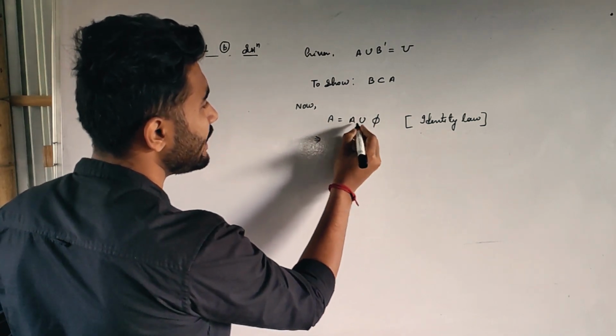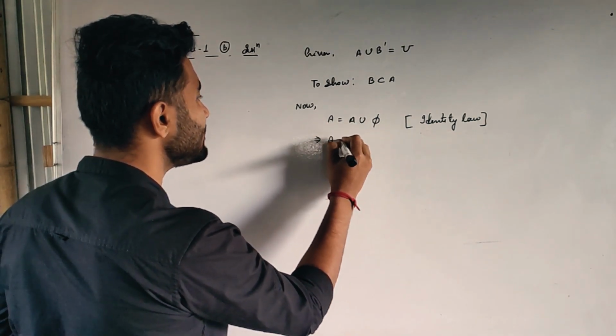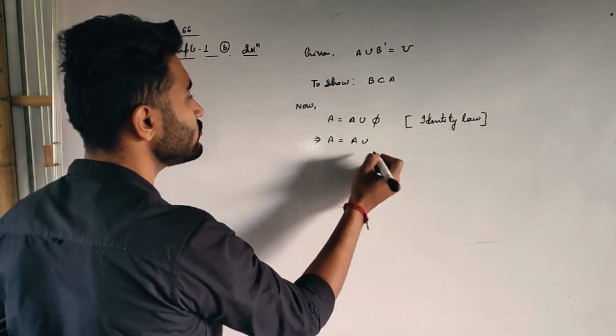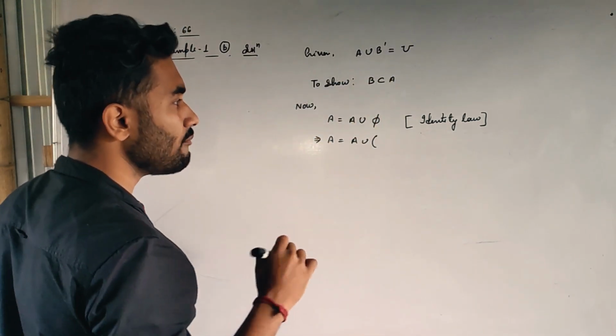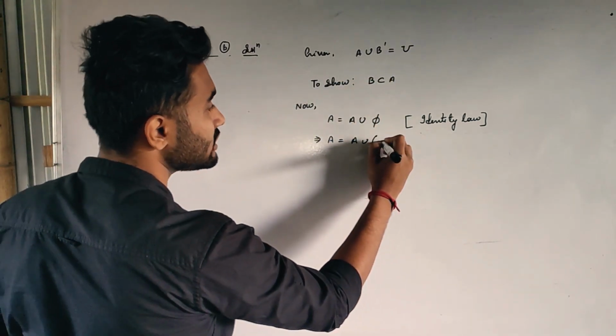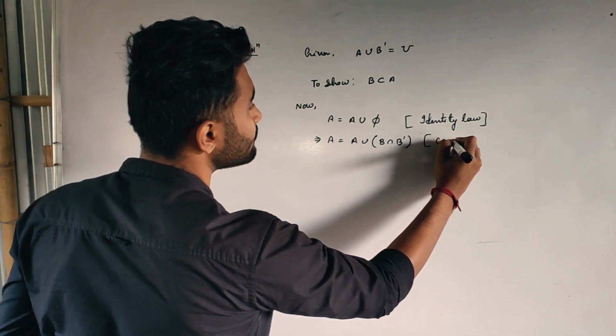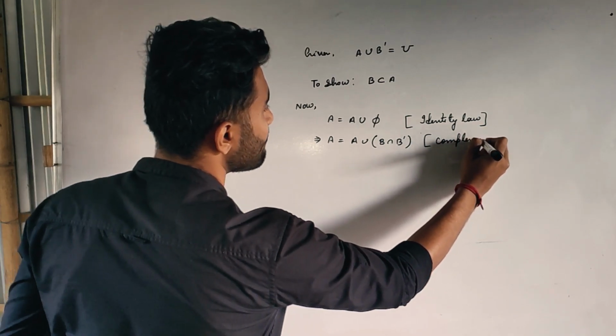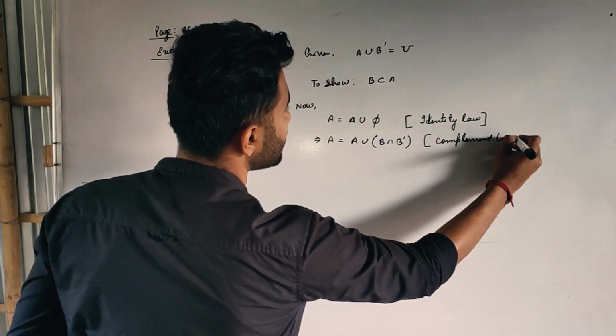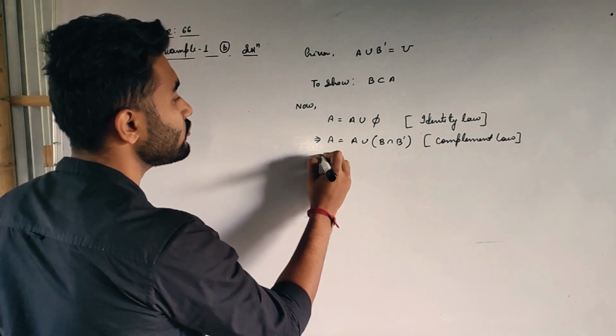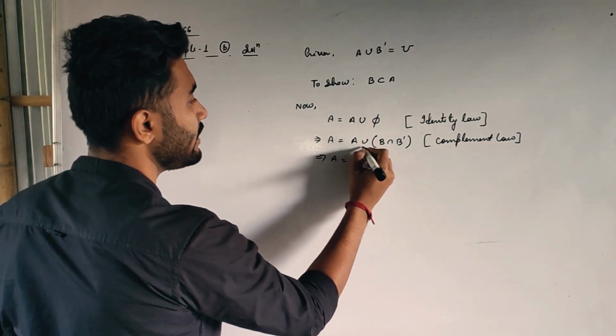So A equals A union phi. Now what was the second step? We have to use the complement, but it should also be phi. B intersection B complement gives phi, by the complement law. That should be clear. Then we have to use the distributive law, that is A union B.